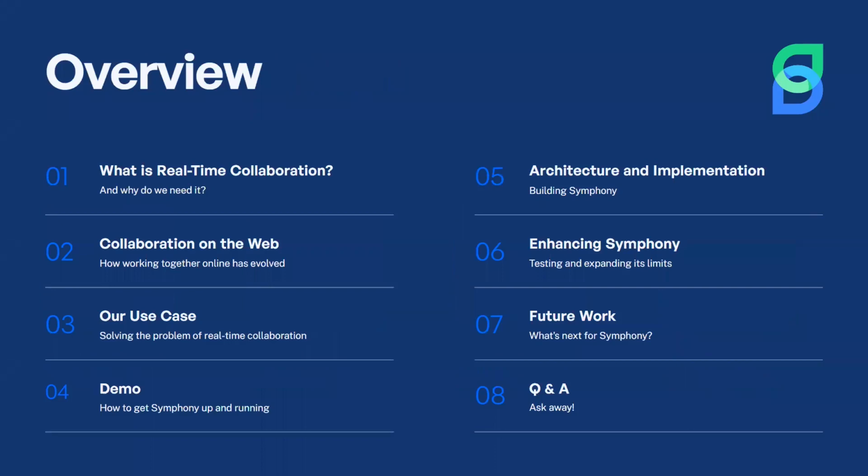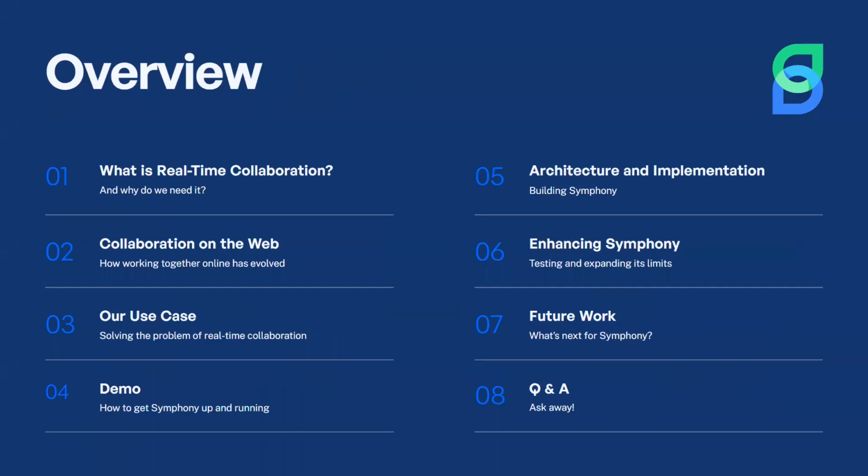We'll start off by talking about what it means to collaborate in real time. Next, we'll take a look at collaboration on the web and how it has evolved over time. After that, we'll introduce Symphony in more detail and explain how it solves the problem of adding real-time collaboration functionality to an existing web application.